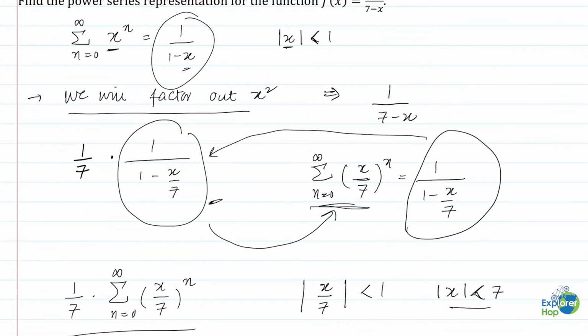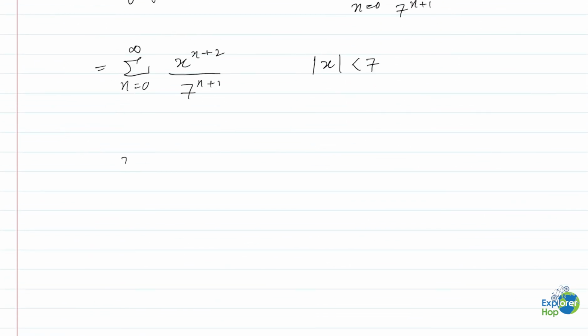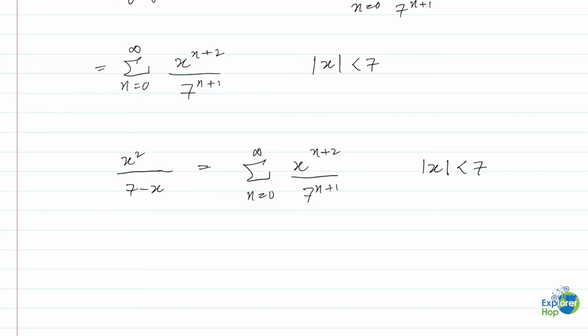So we were able to rewrite the function x squared over 7 minus x as a power series representation: the summation n equals 0 to infinity of x to the power n plus 2 over 7 to the power n plus 1, with a radius of convergence of 7.